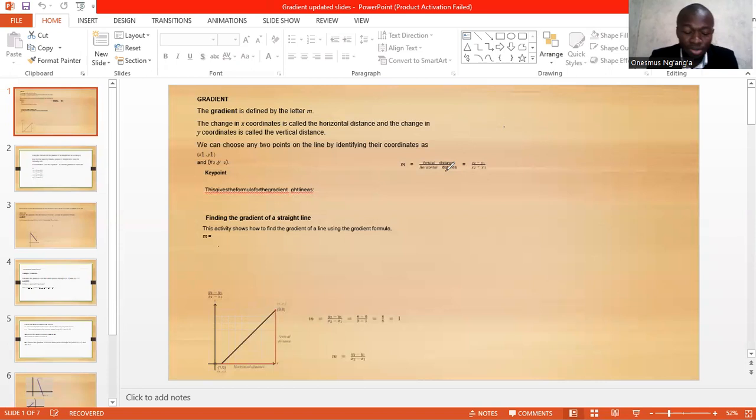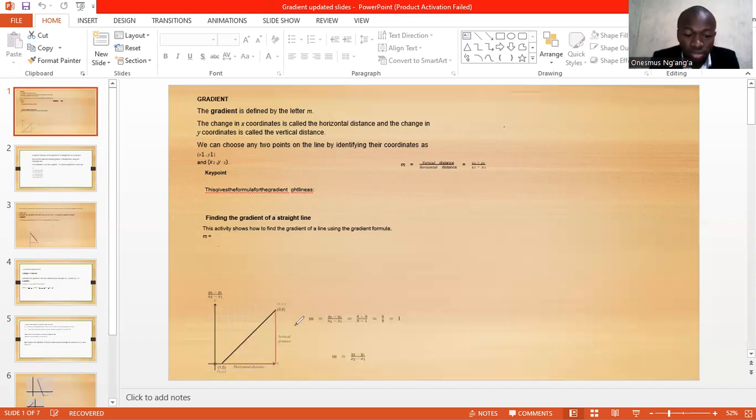In our introduction, we'll define what a gradient is. We find gradient by using the x coordinates and the y coordinates. The vertical distance, as you can see from my diagram here, is the difference between y2 and y1.